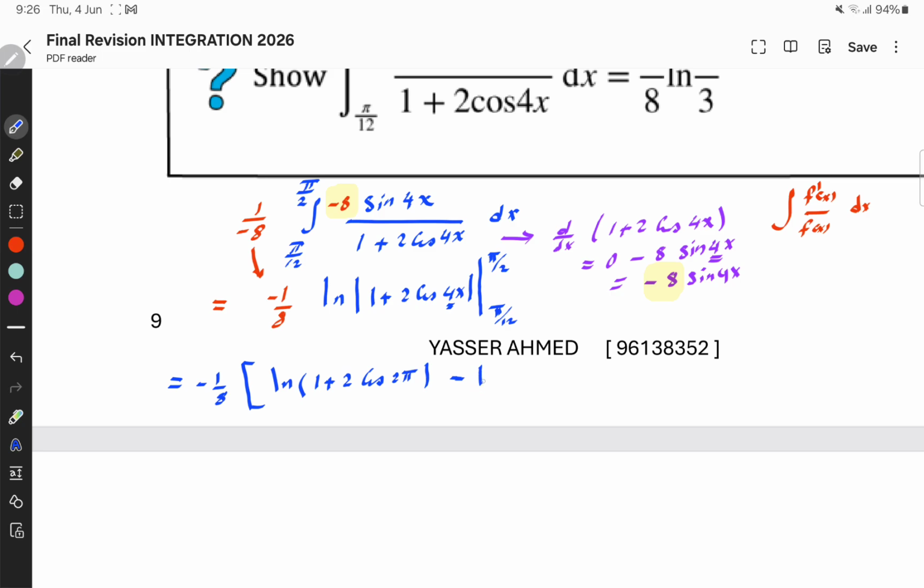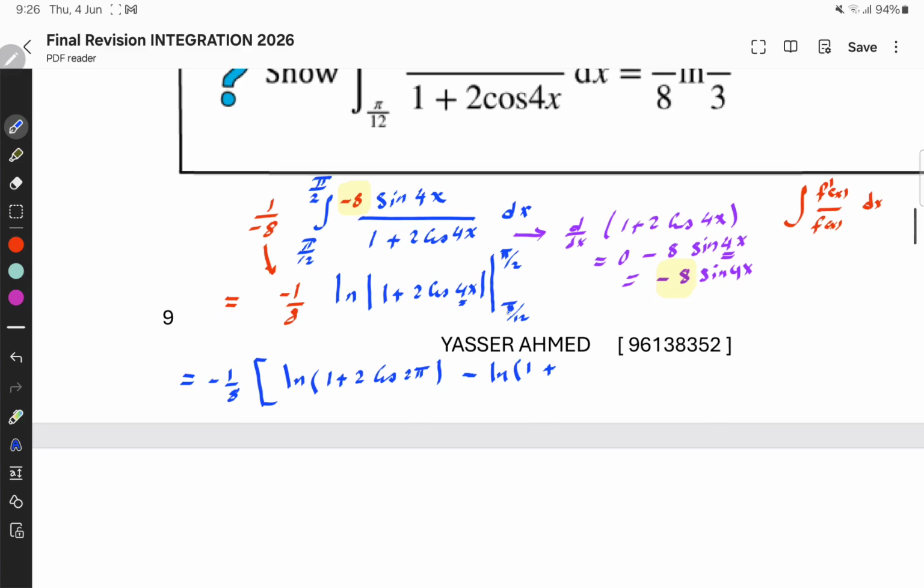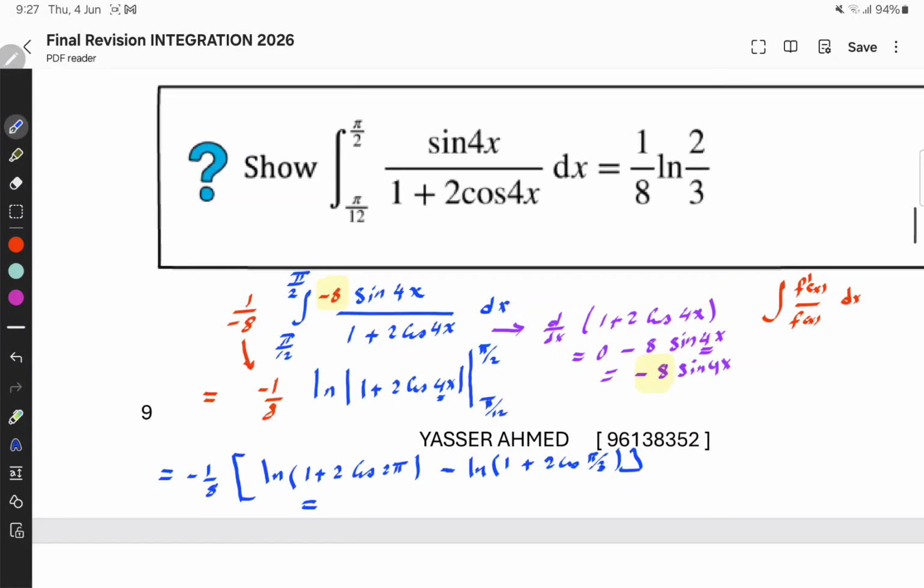Minus ln, we substitute the lower limit, which is 1 plus 4 times pi over 12, it will be pi over 3, 2 cosine pi over 3. Close the bracket. So it's equal, and just put that answer, 1 over 8 ln 2 over 3. So easy.